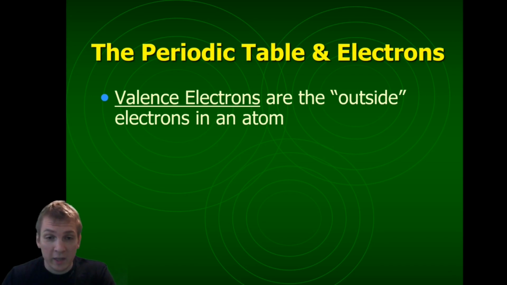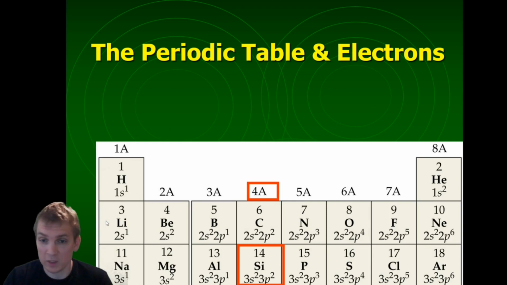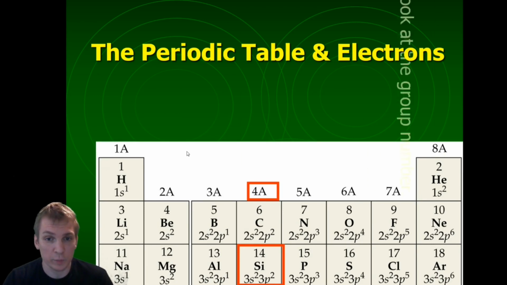Is there a shortcut that you can use instead of having to write out the electron configuration for all the atoms? Yes, there's actually a very useful shortcut. Remember, the whole periodic table is based off of the orbitals and it's based off the electron configuration. So there's a shortcut to figure out how many valence electrons it is, and all you have to do is look at the group number.